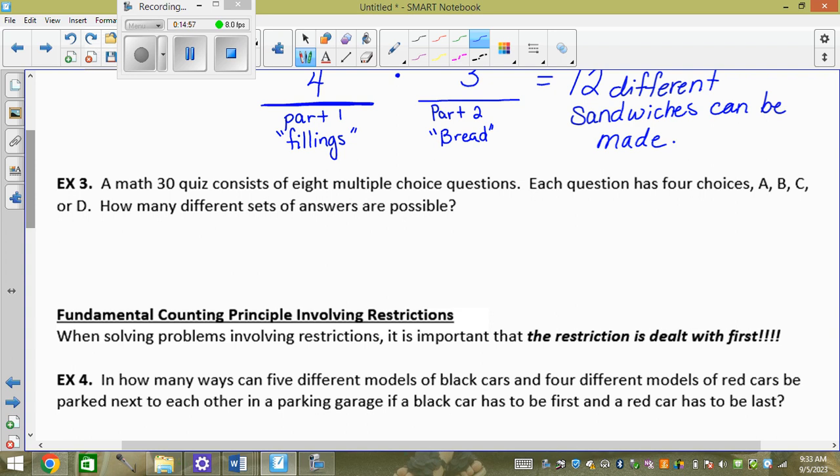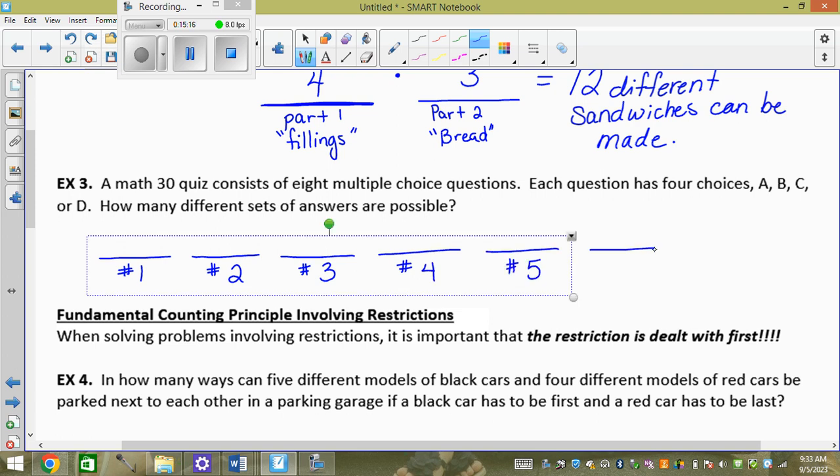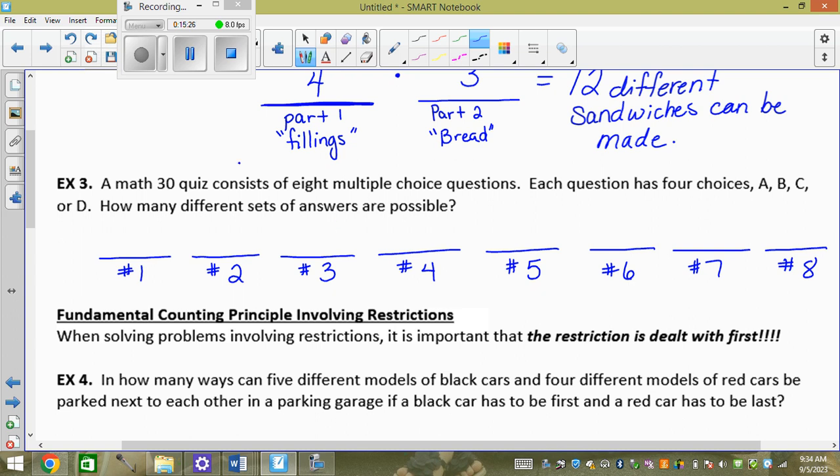So this actually has 8 blanks, right? Because part 1 would actually be the question number 1. Then the question number 2. Then the question number 3. Question number 4. Number 5. Number 6. Number 7. Number 8.